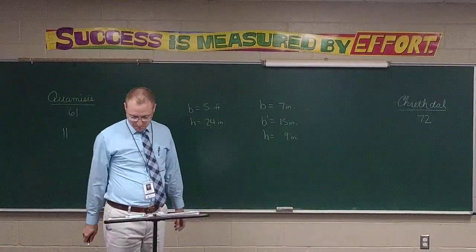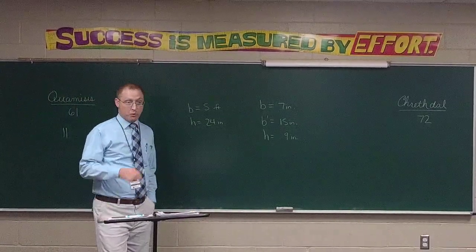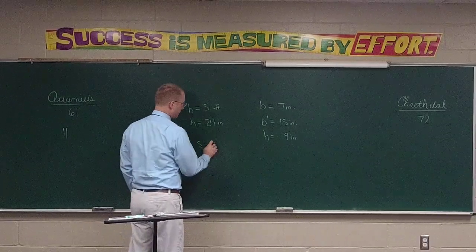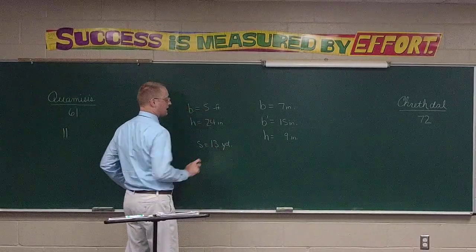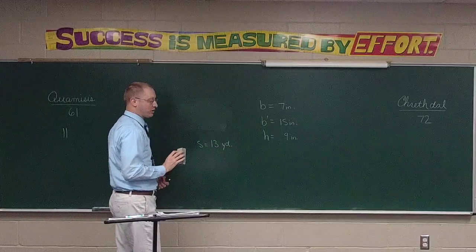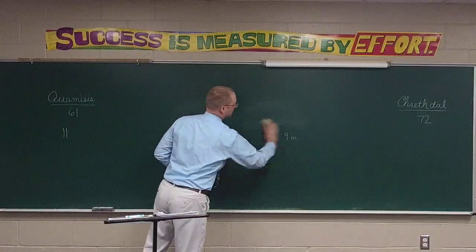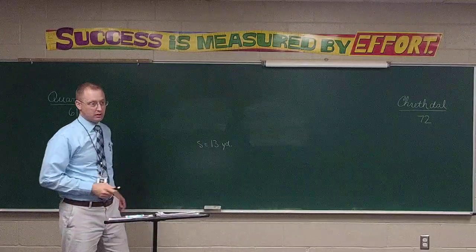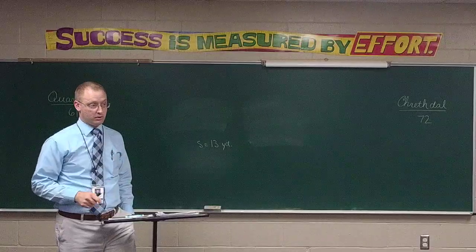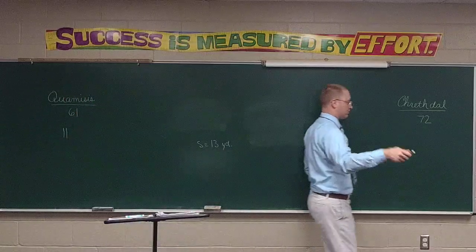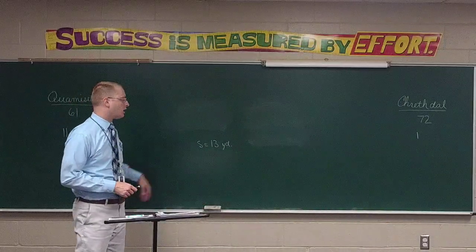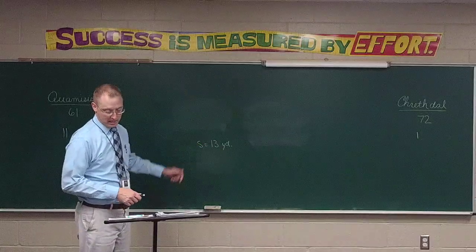All right, middle two. We have a square. Each side of the square is 13 yards. Find the length of the diagonals. 13 times the square root of 2 yards, because remember, a diagonal in a square makes a 45-45-90 triangle, where the sides would be the x's and the diagonal would be x times the square root of 2.